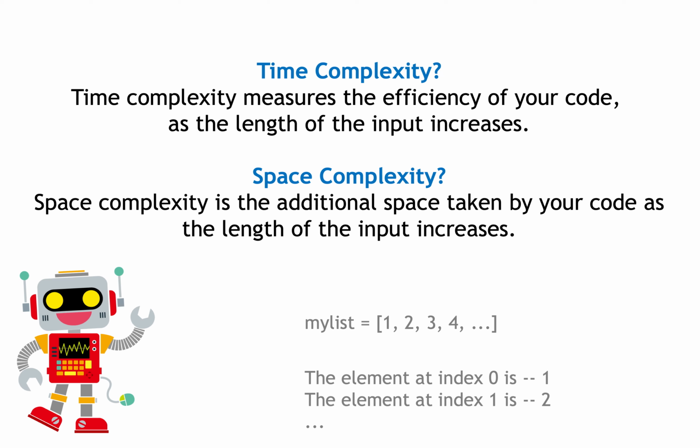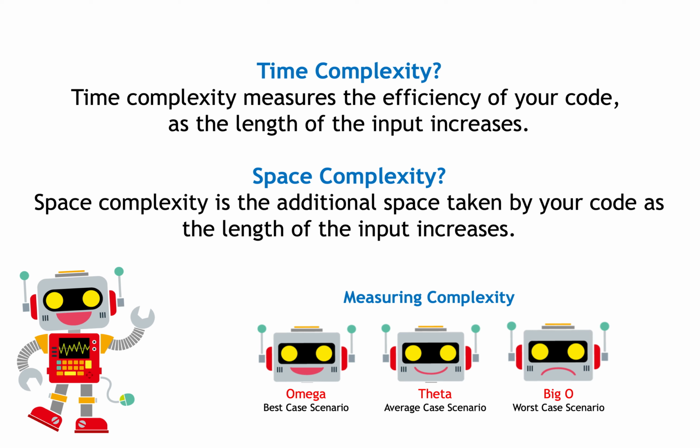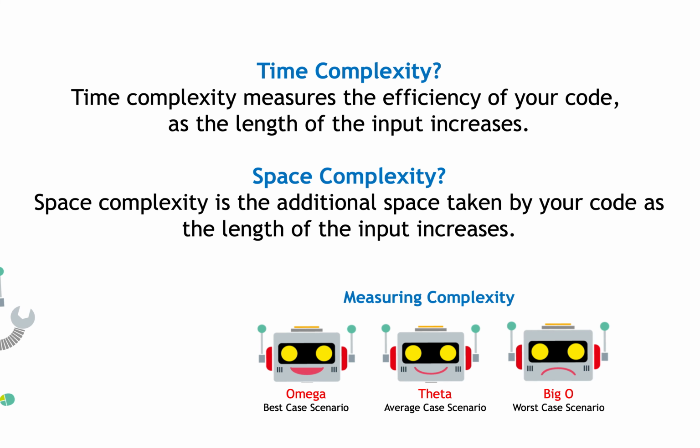Basically, time complexity measures the time in relation to the length of input, and space complexity measures the additional space taken in relation to the length of the input. There are three ways to measure space and time complexity: omega, theta, and big O. Big O tells the worst case scenario, theta tells the average case scenario, and omega tells the best case scenario.